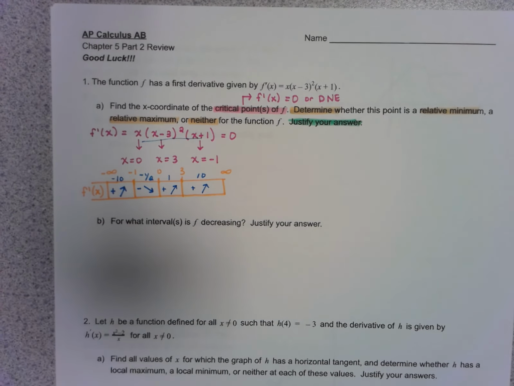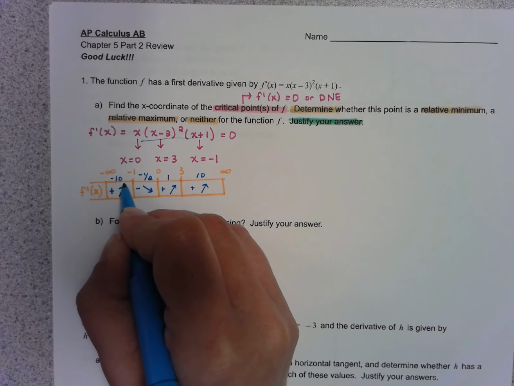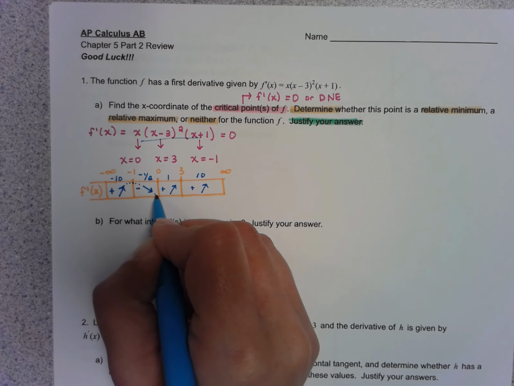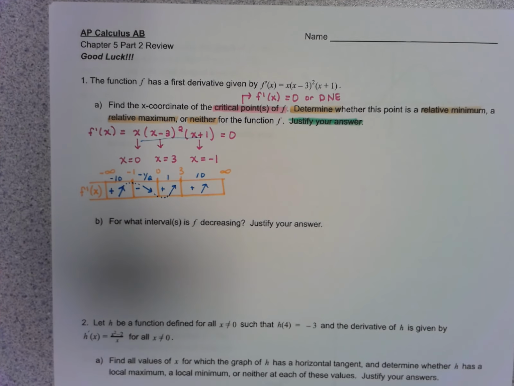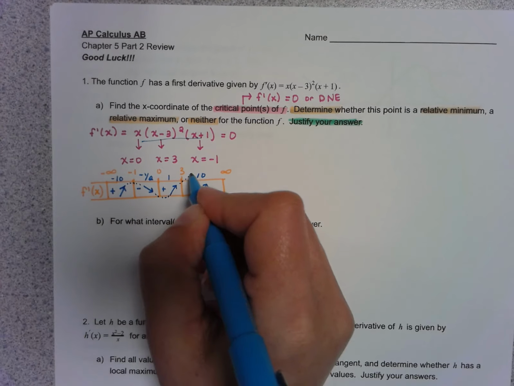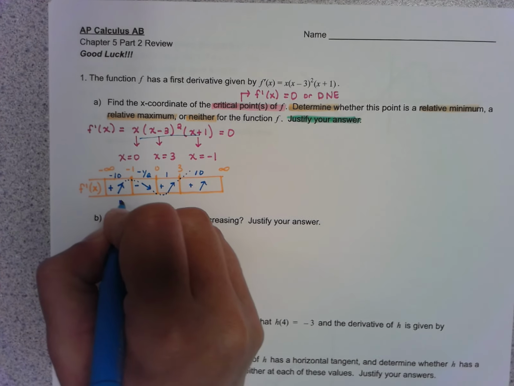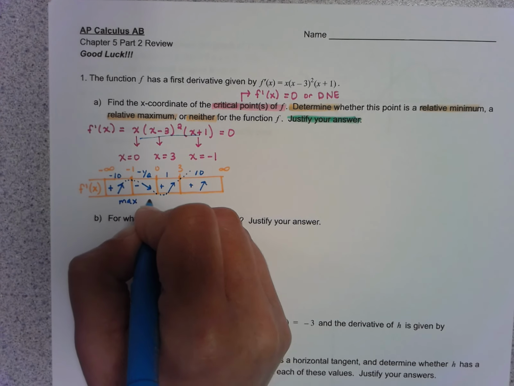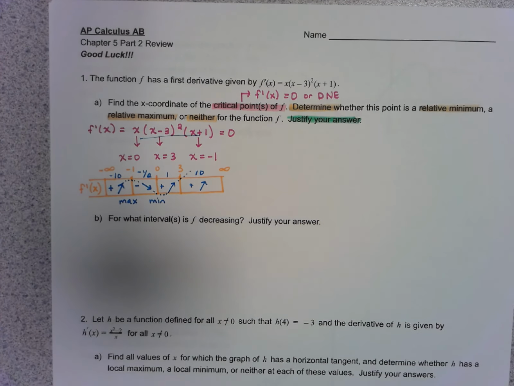Now, based on that information, we can visualize this graph. So if we imagine almost connecting the arrows here, and then this one just continues to go uphill. If we imagine connecting the arrows here, we can visualize that there would have been a maximum at the -1, and there would have been a minimum at the 0. So this is the part now where we need to justify our answers.